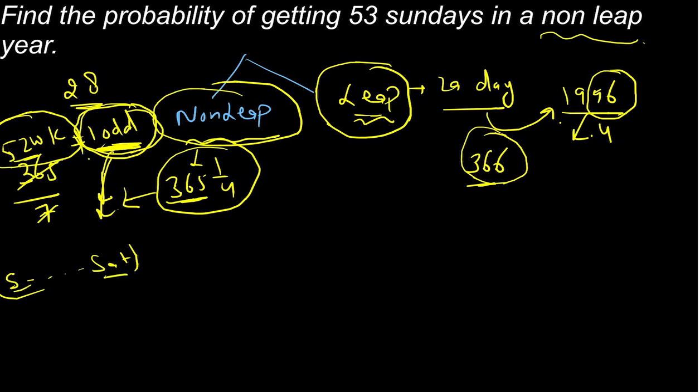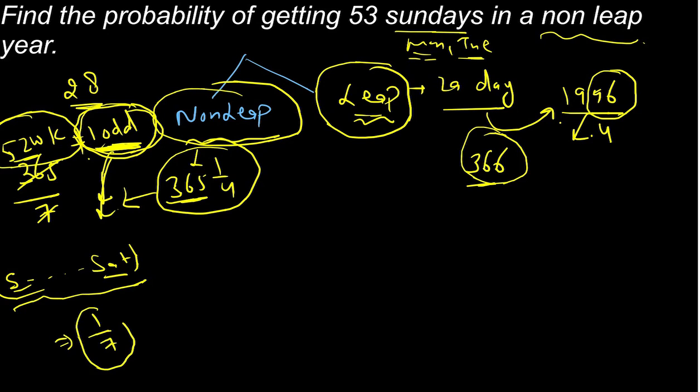So the answer could be any day, whether this is Sunday, Monday, or Tuesday. कोई भी आपसे question पूछे, सबका answer एक ही होगा. ये one day है और ये कितने तरीके से आ सकता है? 7 days में से कोई भी एक आ सकता है. So this is going to be 1/7. So if it is a non-leap year, your answer is going to be 1/7.